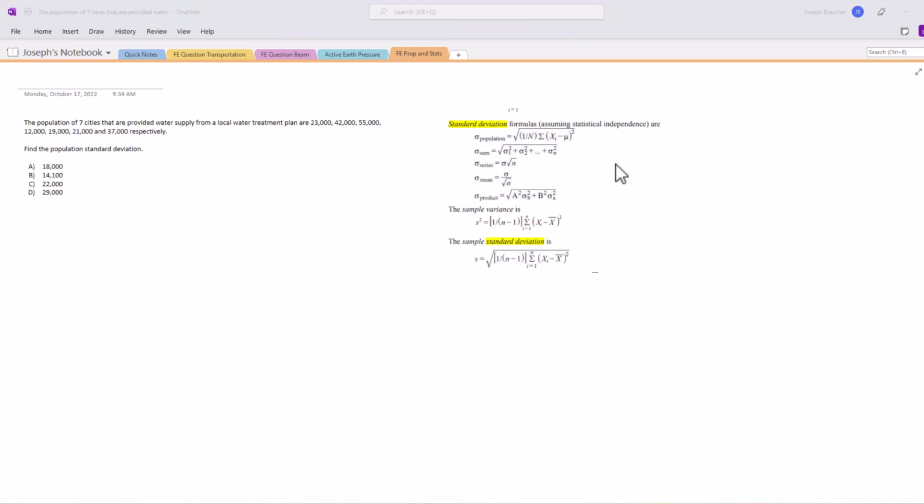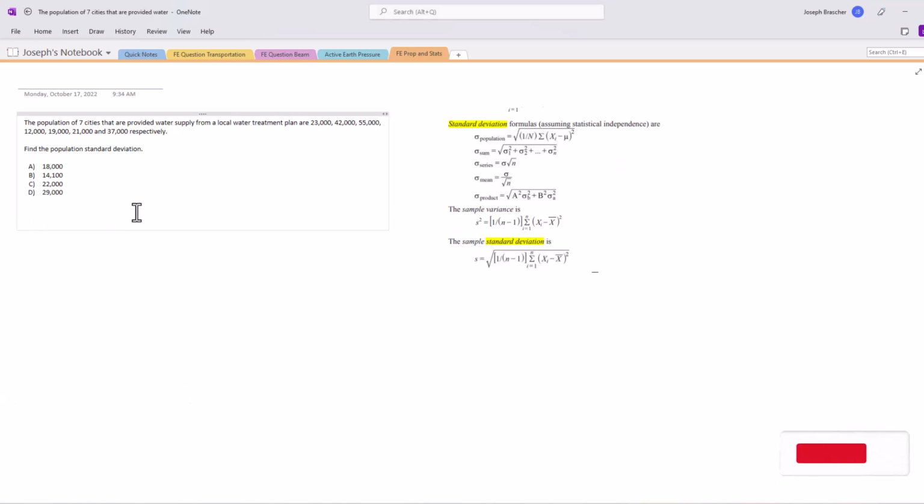So it means that we're going to take the square root of 1 over n, that's the number of populations in this set, so that would be 7. It's the sum of x sub i, the specific value, minus the mean of the entire set. And then we're going to square that value, take the entire square root, and we should be able to find the standard deviation. So a lot of calculations here. We need to be careful and we need to be precise with our calculations to find this answer.